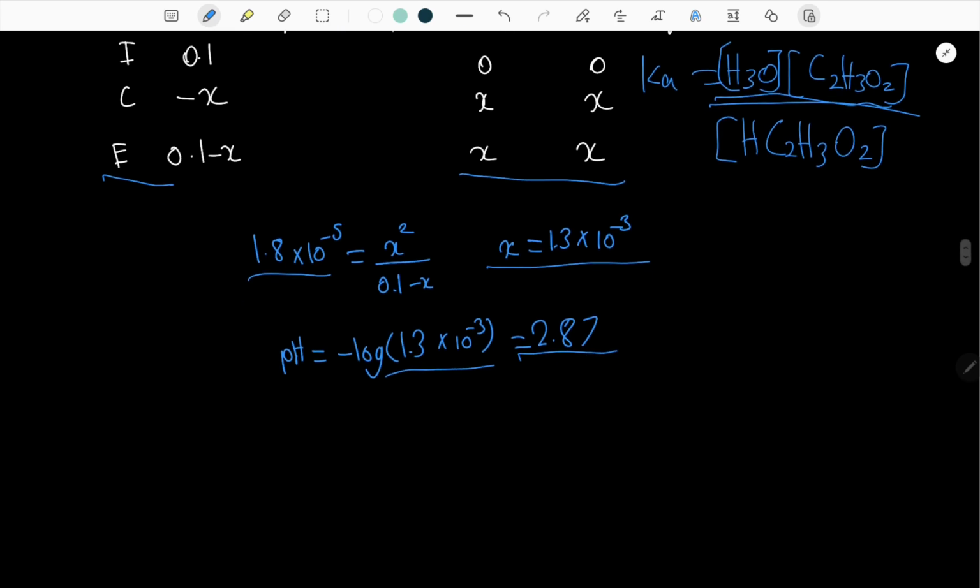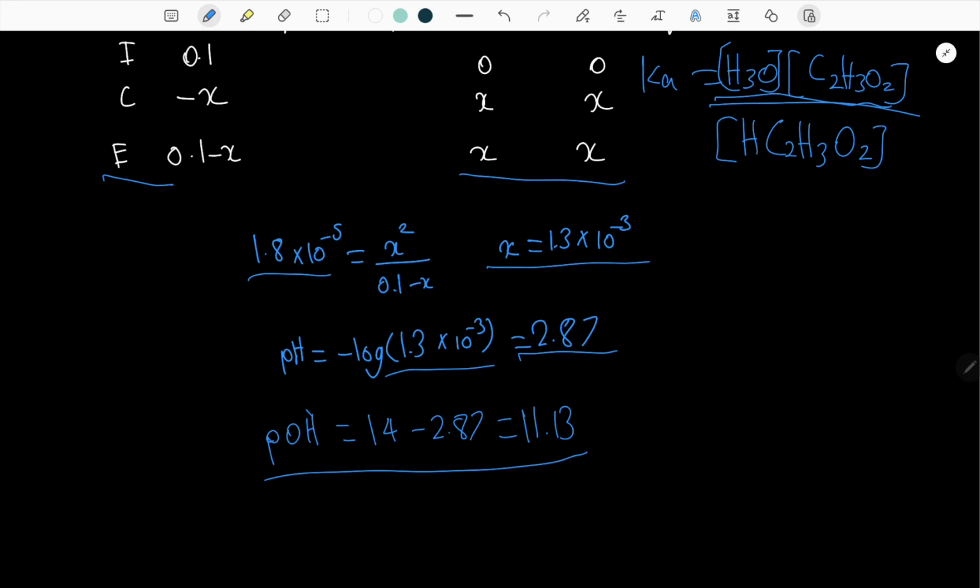And now one thing they could ask you in part B would be to find pOH, which is basically just equal to 14 minus 2.87, which will give you 11.13. So this is one extra step they could ask you to trick you, so be careful of that.